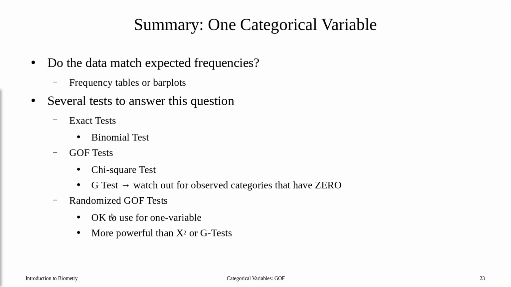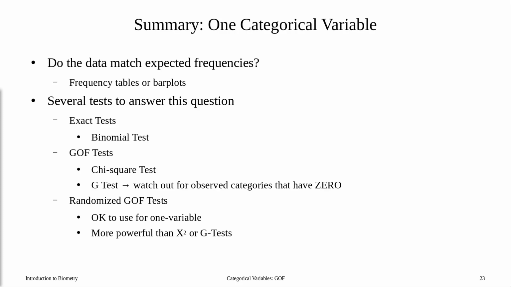So let's generate a summary for one categorical variable. When we work with a categorical variable, so a variable that has different frequencies or different groups in it, what we're normally interested in doing is answering the question, does our observed match our expected counts? We would display our data using either a frequency table or a bar plot, and we test our data using a goodness of fit test.